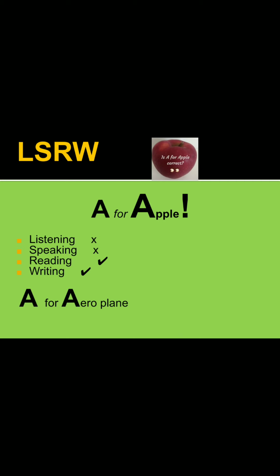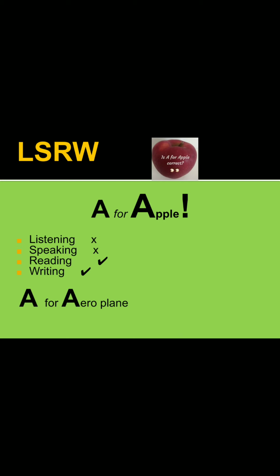But where can we say A for apple? In reading and writing. While reading, we look at the letter A and say A. While looking at the word apple, we say apple. Even while writing, we write the letter A in the same pattern, and in apple also, we write A in the same pattern. So in both reading and writing skills, A for apple can be correct. But for the 2 other skills, listening and speaking, we cannot say it is correct to say A for apple.